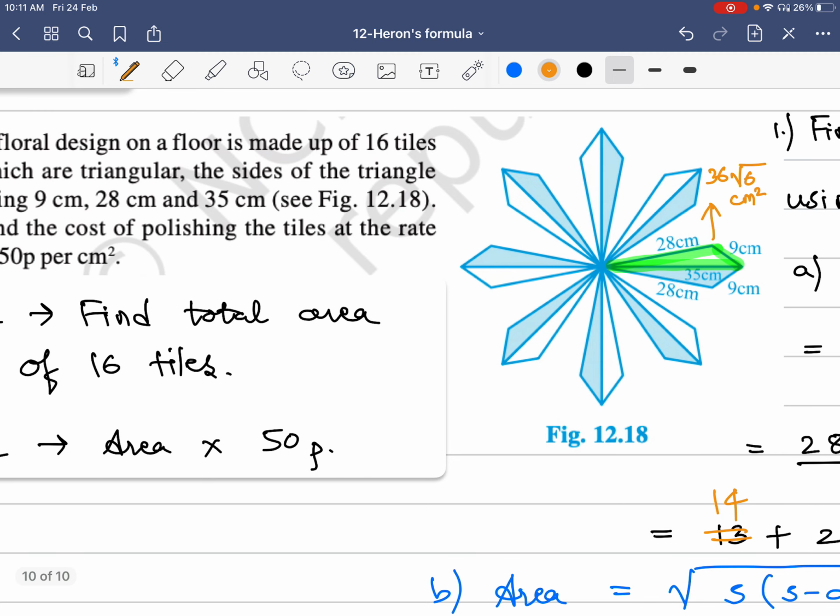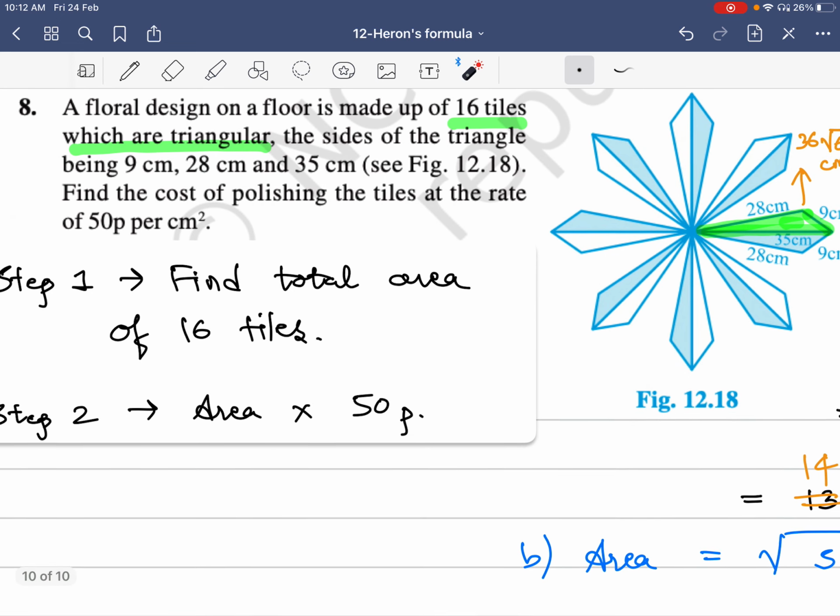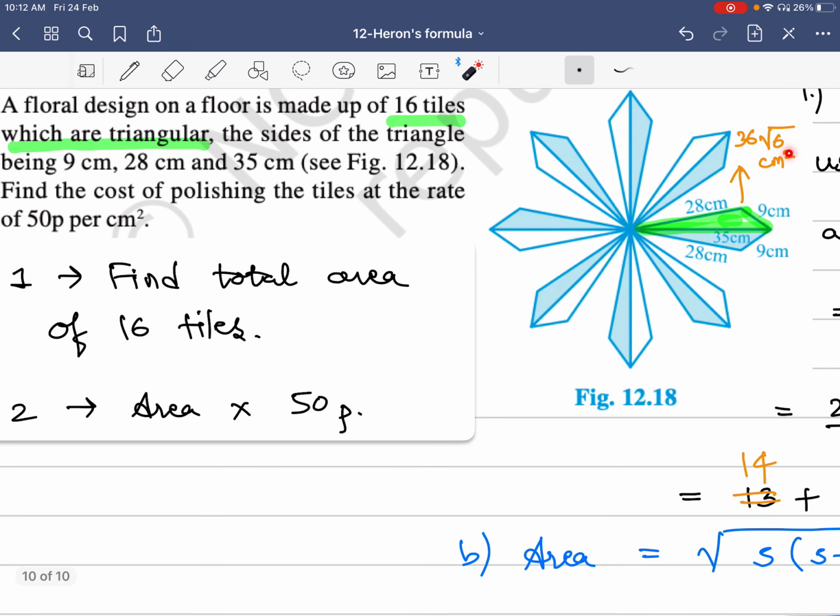Now let's come back to the question which was given to us. Let's use a highlighter. They have said that the floral design floor is made up of 16 tiles which are triangular in shape. So if you count, this one triangle which I have highlighted in green is one, and this is two, then 3, 4, 5, 6, 7, 8, 9, 10, 11, 12, 13, 14, 15, 16. So in total there are 16 tiles. Now the area of one tile is 36 root 6, so the total area of 16 tiles will be 16 into this.